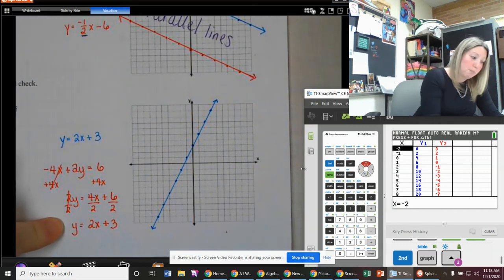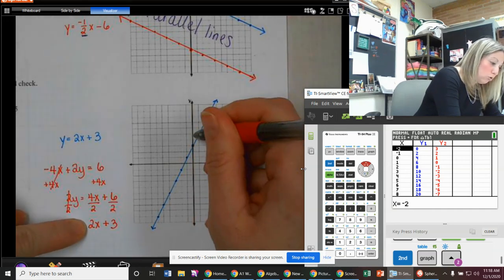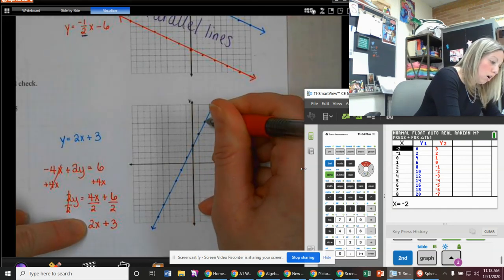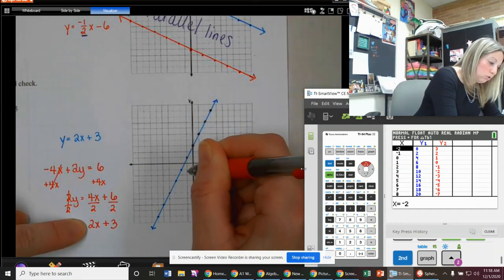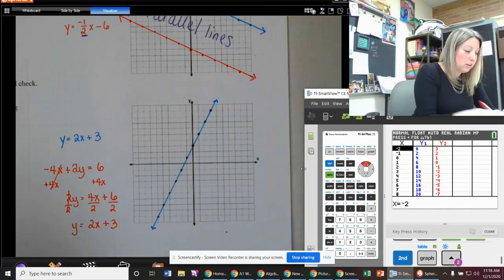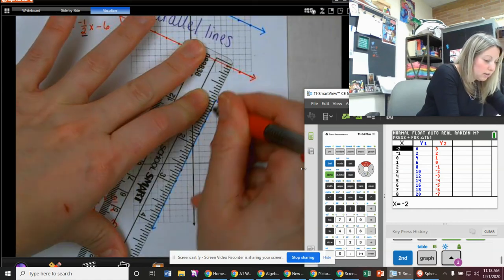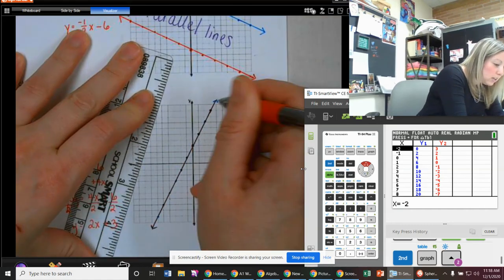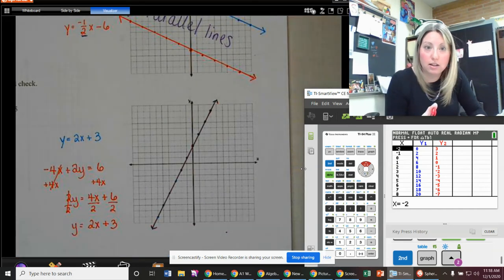What's my y-intercept? 1, 2, 3. What's my slope? Up 2, right 1. Up 2, right 1. Are you seeing what's going on here? Or down 2 and left 1, and down 2 and left 1. And look what's going on here. If I use my straight edge to connect these points, what has happened? These end up being exactly the same line.